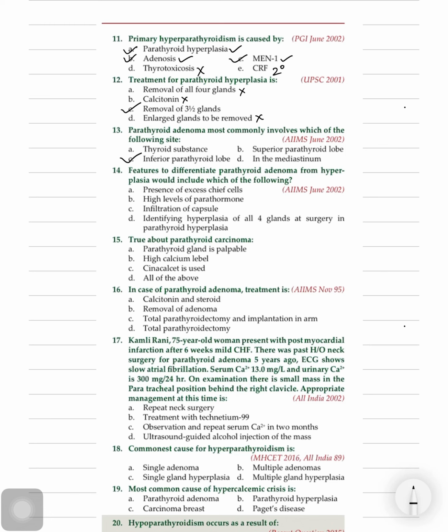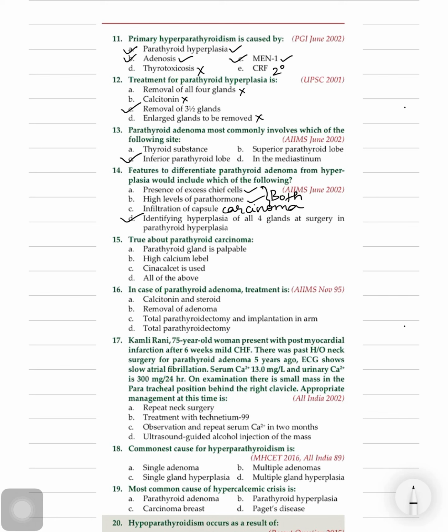Features to differentiate parathyroid adenoma from hyperplasia. The difference between adenoma and hyperplasia is that hyperplasia involves enlargement of all four glands, whereas adenoma involves one or two glands. The other features, the presence of excess chief cells and high levels of parathyroid hormone, are seen in both, and infiltration of the capsule is seen in carcinoma rather than adenoma or hyperplasia.